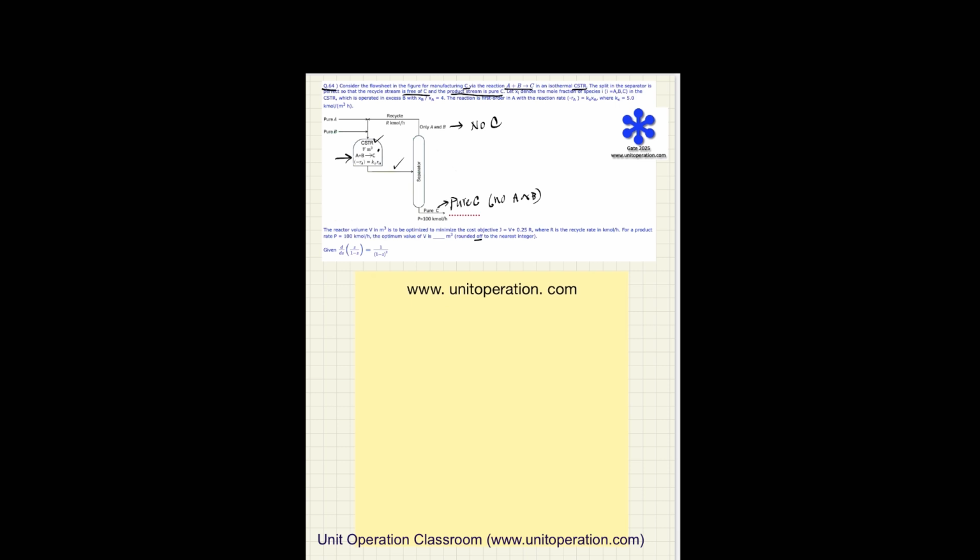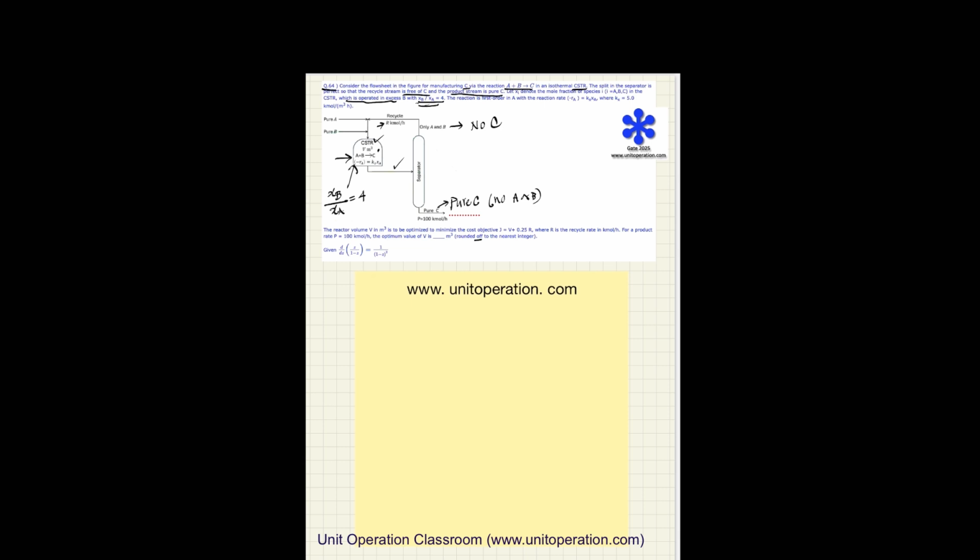And this is the recycled stream R. Let xi denote the mole fraction of species i in the CSTR, which is operated in excess of B. Xb over Xa is equal to 4. So the CSTR is operated with an excess of B, and therefore xb over xa is equal to 4.